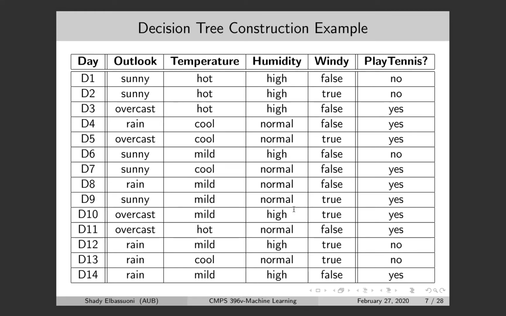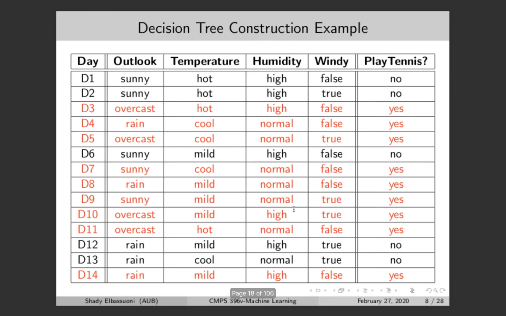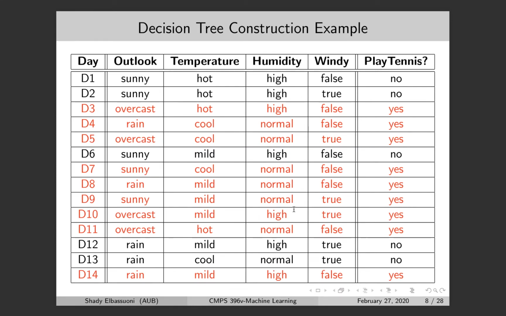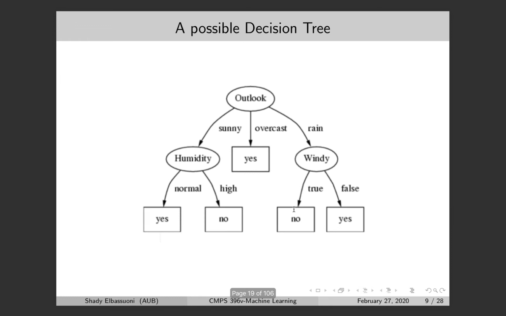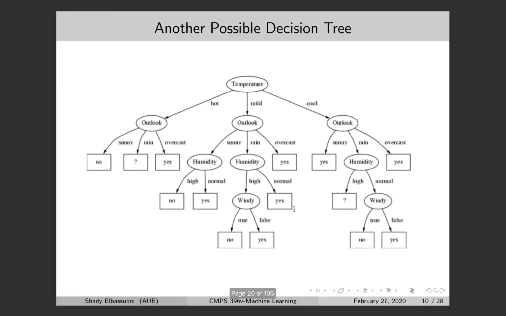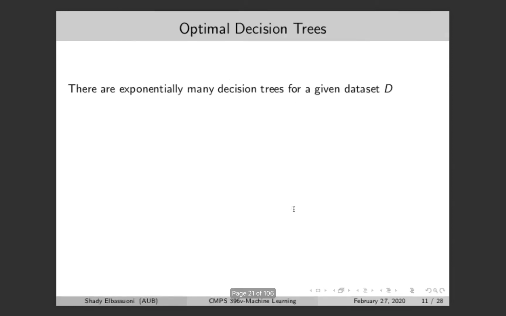So let's look at an example. Here is our dataset from the previous lecture. I have 9 instances that are yes or +1 and 5 instances that are no. Here's one possible decision tree, the one we looked at some slides ago. Here's another possible decision tree where we start with the temperature, check if it's hot, mild, or cool, and follow the appropriate branch based on that, and so on.